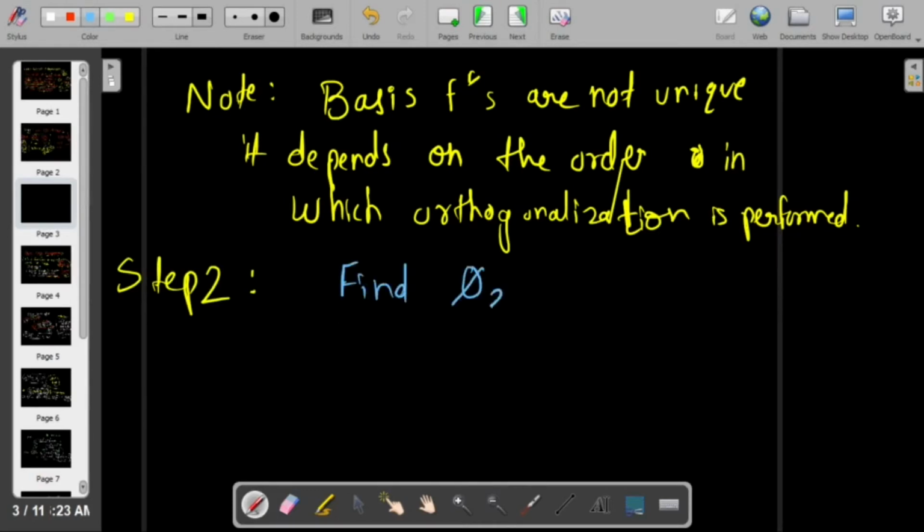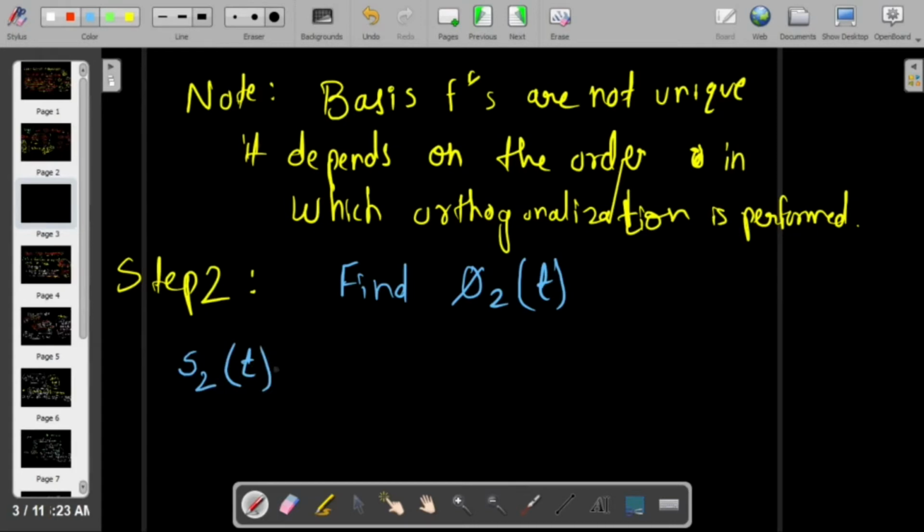We have to find phi 2, and this phi 2 should be orthonormal, that is, it should have unit energy, and it should be orthogonal to phi 1 as well, right? So how will we do this? Obviously we have to use the S2 energy signal. This step might be confusing for some of you.